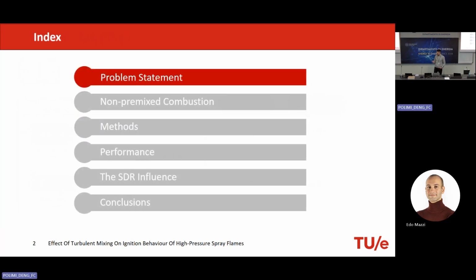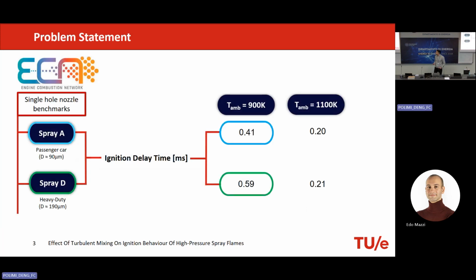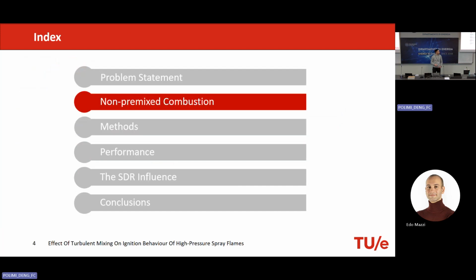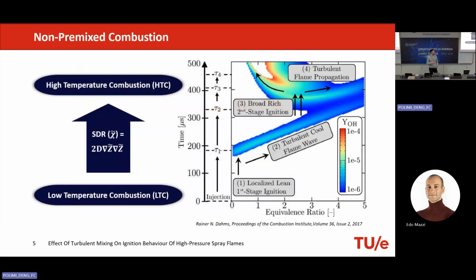The problem here is that from experiments, as you can see, at 900 Kelvin, Spray D ignites later compared to Spray A, while at 1100 Kelvin in the chamber, it ignites at the same time. So in order to understand the behavior behind these results, we first dig into how non-premixed combustion works.